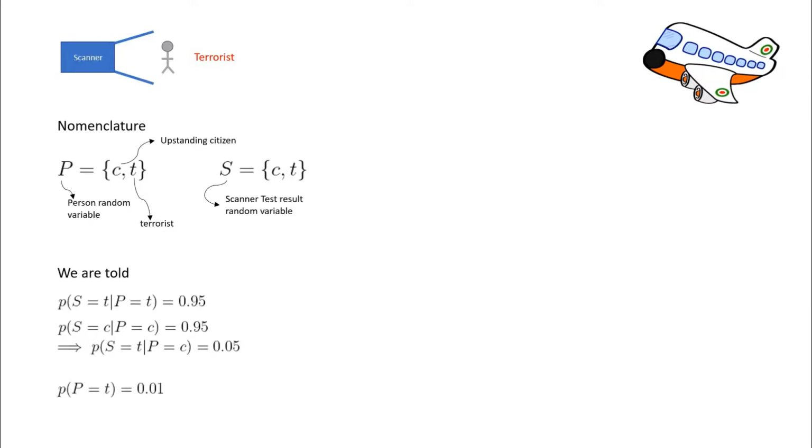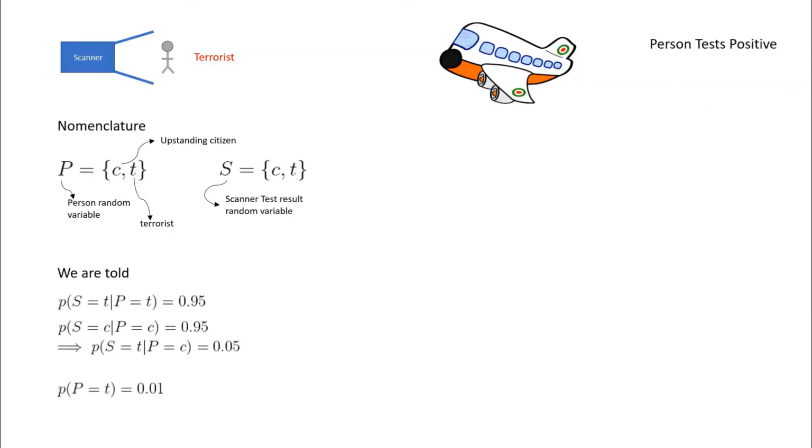So we have this plane, and we know that the person sitting next to you tests positive. That in itself is quite irrelevant, that they sit next to you. So mathematically the question we are being asked is, what is the probability that that person is a terrorist, given that the scanner test says they are a terrorist?